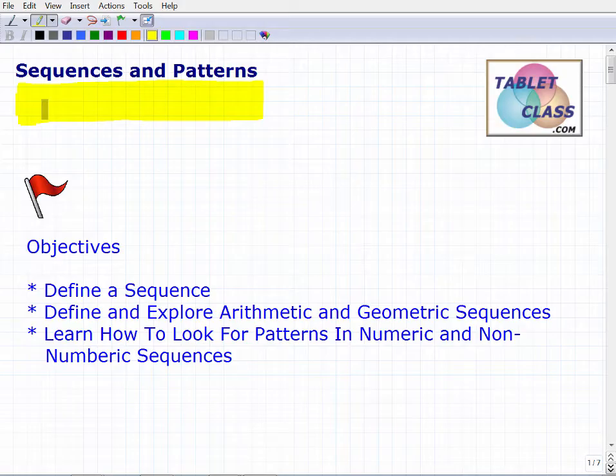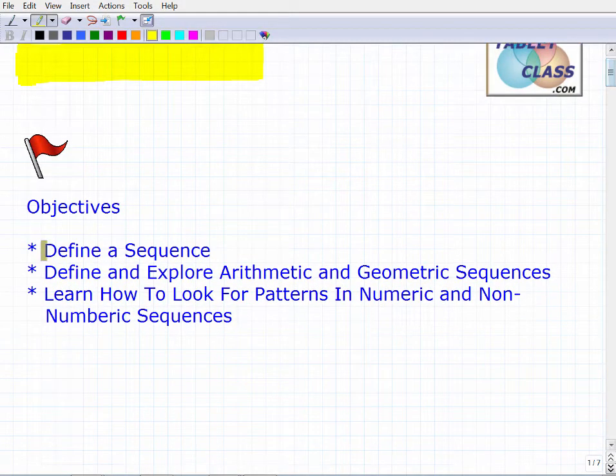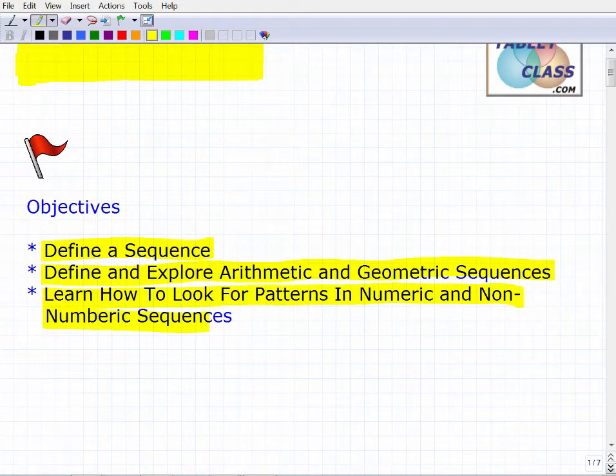All right, so let's go ahead and take a look at our objectives for this lesson. First, we're going to define a sequence, and then we're going to define and explore arithmetic and geometric sequences, and then we're going to learn how to look for patterns in numeric and non-numeric sequences. Before we get started, as usual, make sure you're taking good notes, pause the video as necessary, and let's go ahead and get started.